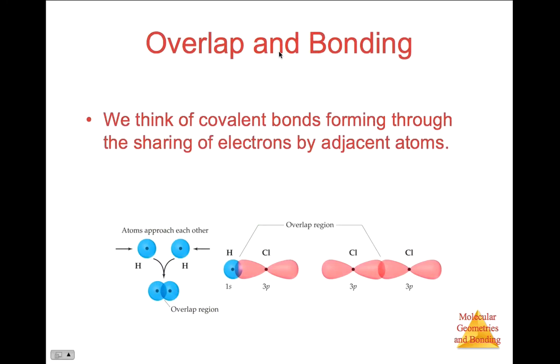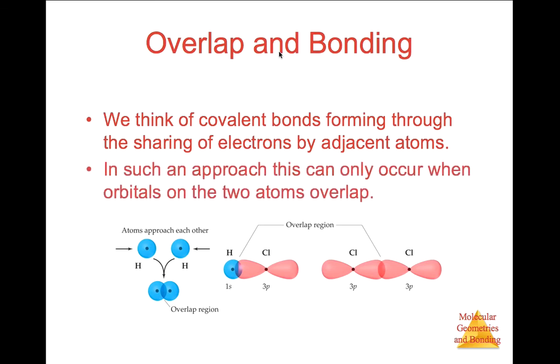Now let's take a little closer look at the overlap and bonding characteristics between atoms and when and how their electrons are actually shared. We think of covalent bonds forming through the sharing of electrons by adjacent atoms. In such an approach, this can only occur when orbitals in the two atoms overlap. You can see here hydrogen, hydrogen, the s orbitals overlap. Hydrogen and chlorine, the s and the p orbitals overlap. Chlorine and chlorine, you can see the p orbitals overlap. The overlap region is the bonding area.